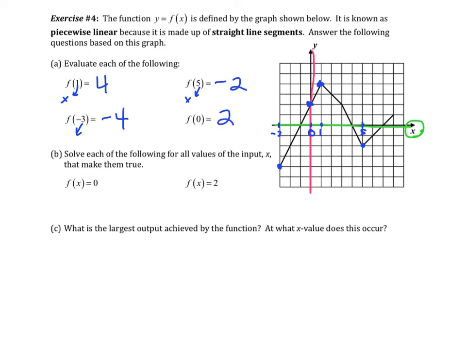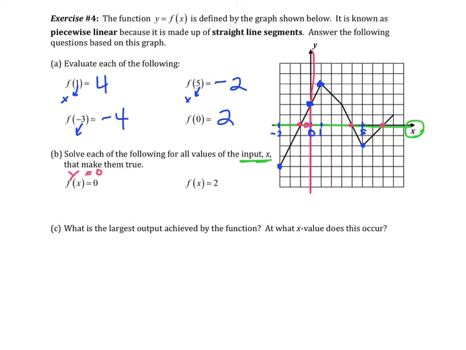Okay, now we're going to go the other way. This time, it says solve each of the following for all values of the input x that make them true. So we start off with f of x equals 0. Remember, this is y is equal to 0. So my y-axis is the axis in pink. Go to when y is equal to 0. Okay, that's this way here. And say how many values. If you notice, there's actually 1, 2, 3 x values for when y is equal to 0.